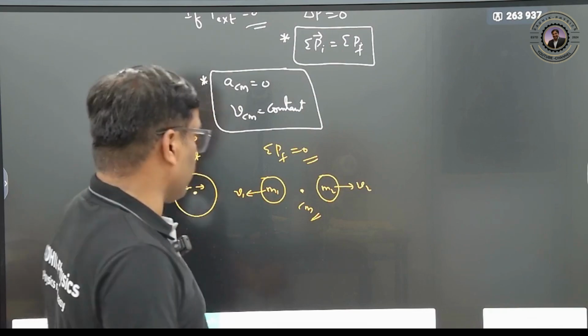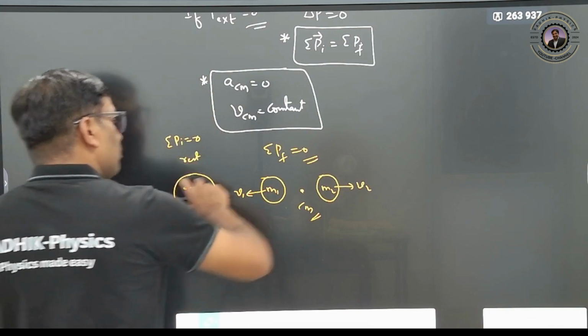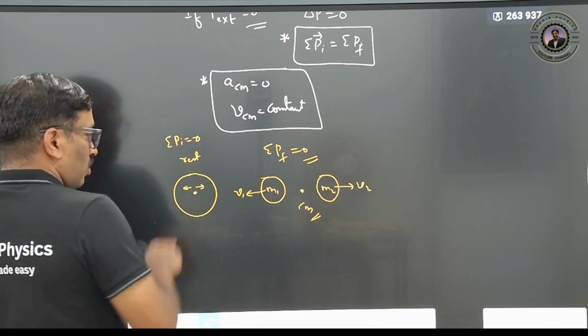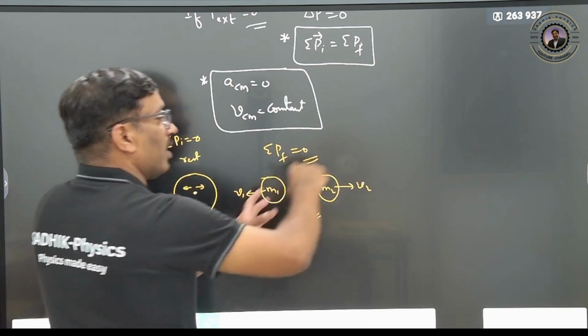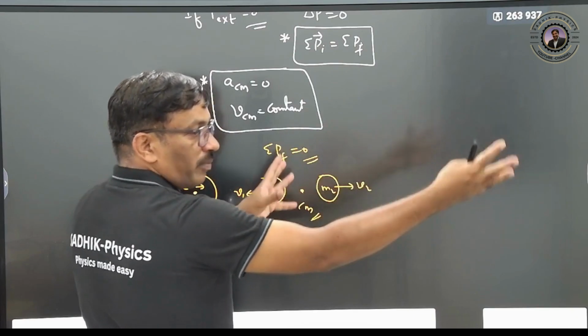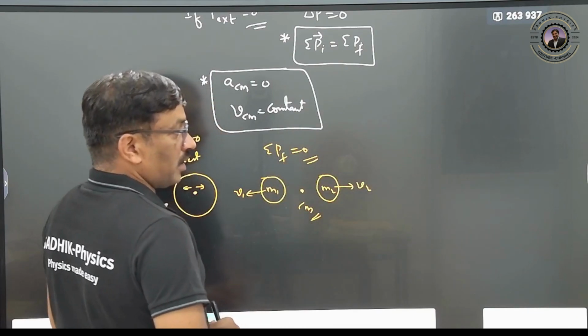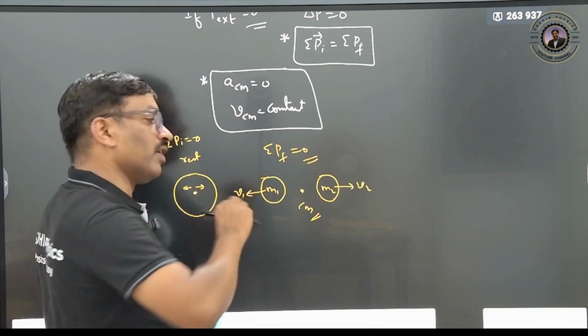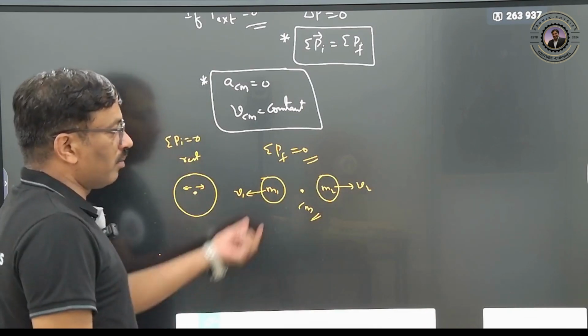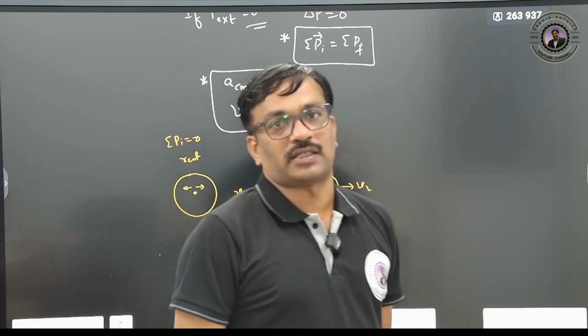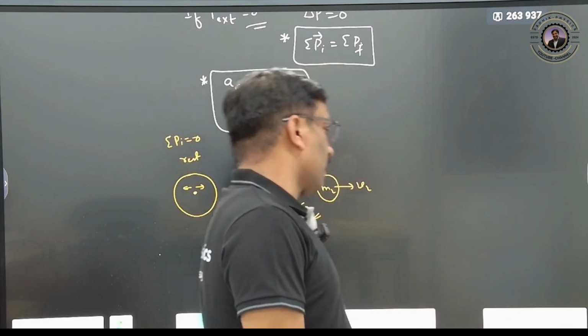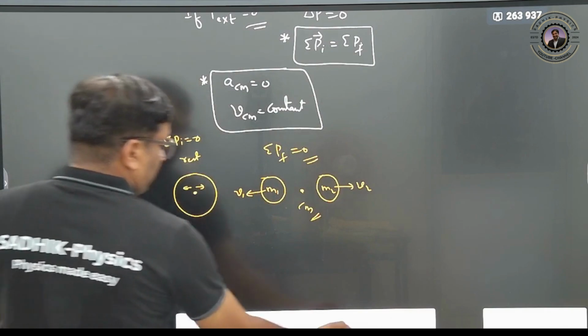Suppose this object was moving. How does the center of mass move? While it is moving, at some point it breaks into different pieces. Again, the center of mass will continue on its path. Why? Because there are no external forces, only internal forces. Let us see one example here.